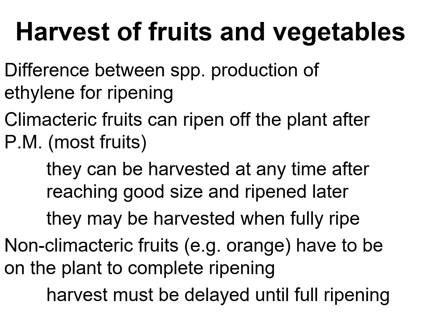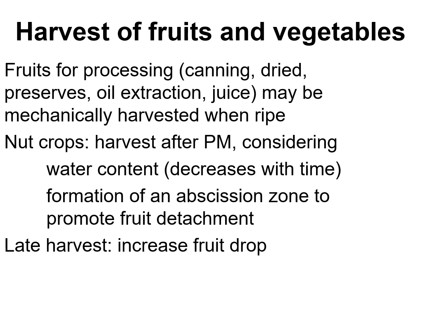characteristics might improve. In the case of non-climacteric fruits, that includes citrus and strawberries, the fruits have to be on the plant for complete ripening. Therefore, the harvest should be delayed until full ripening. In the case of fruits for processing, and processing might be directed to canning, dried preserves, oil extraction, or juice, the fruits might be mechanically harvested when they are ripe.